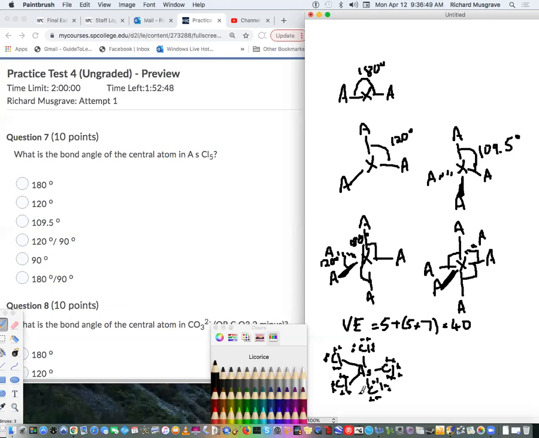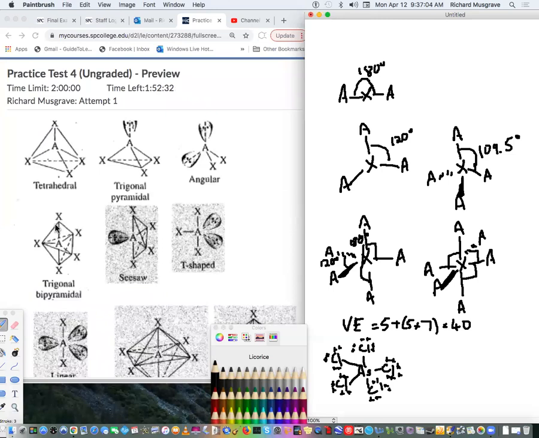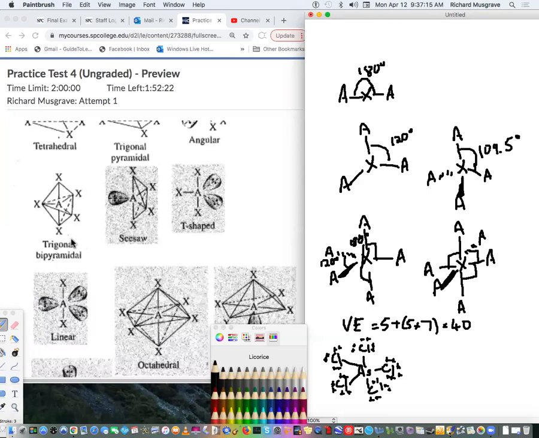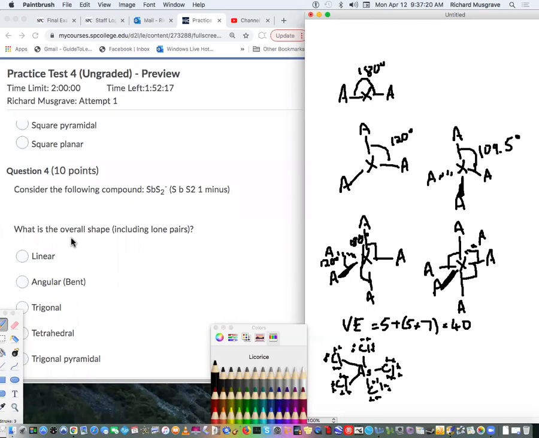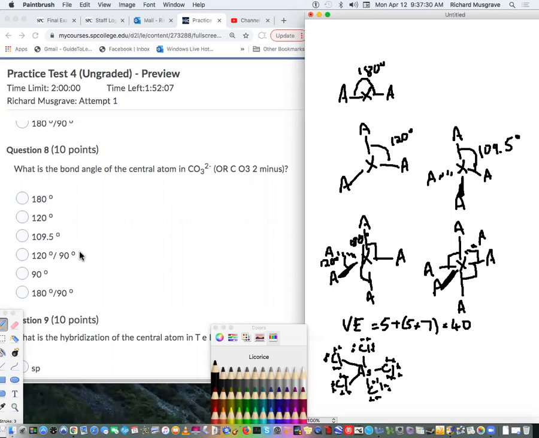So as you can see, the overall shape here is trigonal bipyramidal because there's 5. And if you wanted proof of that, you could always go back up to the diagram for trigonal bipyramidal, which is up here, because that's the shape it would take on with 5 groupings. And then you can see that it would be 120 and 90 would be the answers for that because it is a trigonal bipyramidal shape. If I can find it here, here we go. 120, 90, that's what I would put down. All right, does anybody have any questions?